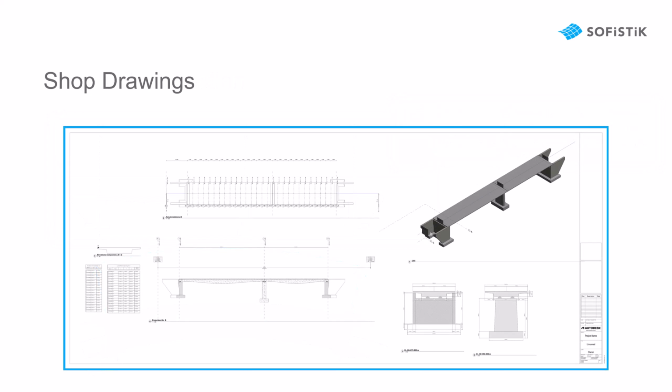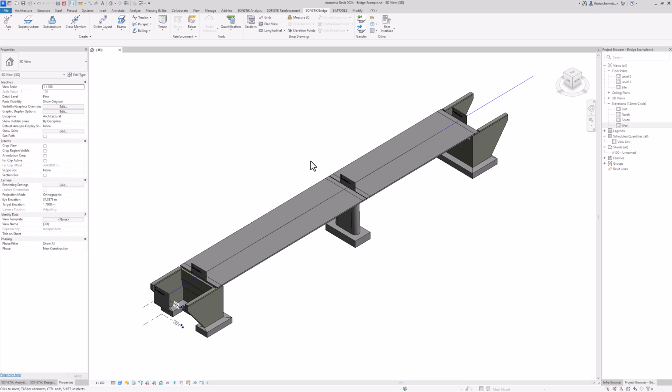Last but not least, all of this will come together in one proper shop drawing. We finished modeling our super as well as our substructure in Revit, which means that we can take the next step to talk about shop drawings.